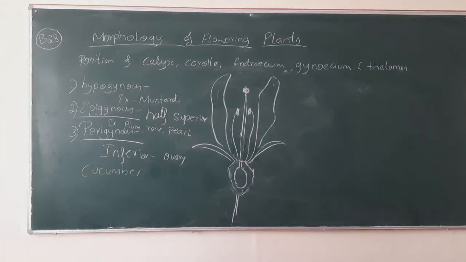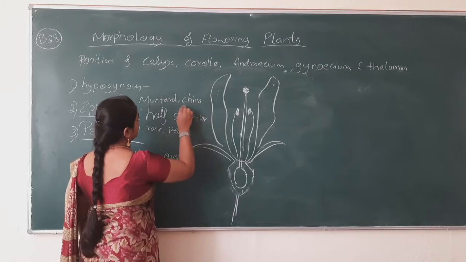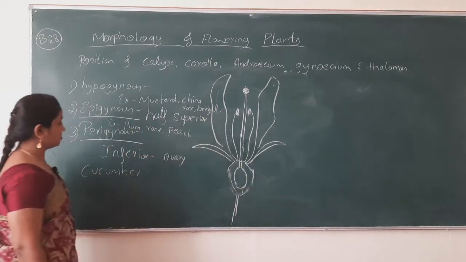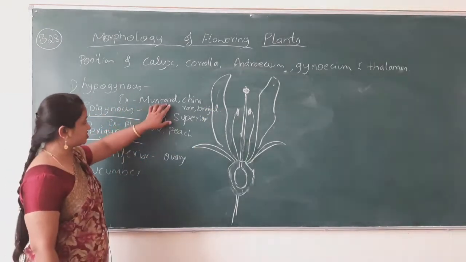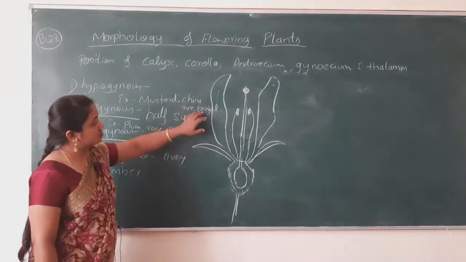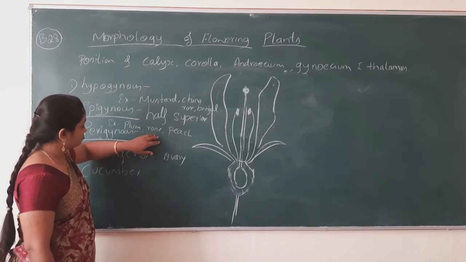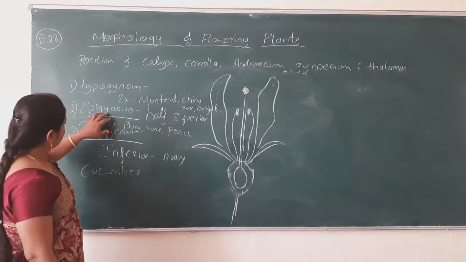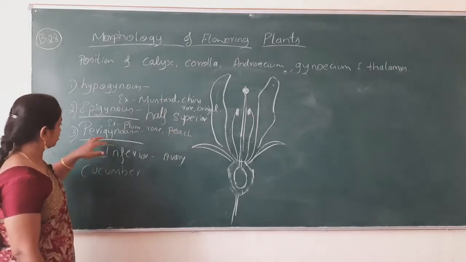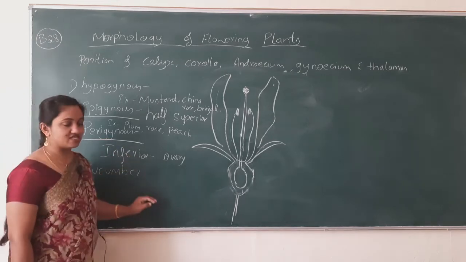Right, mustard and china rose and brinjal. China rose, brinjal. Okay, so it means what? In the mustard plant flower, the ovary is present in the superior region, and also in china rose and brinjal plant. And in plum plant flower and rose plant flower and peach plant flower, the ovary is half superior in position, and in cucumber plant flower the ovary is present in the inferior position.